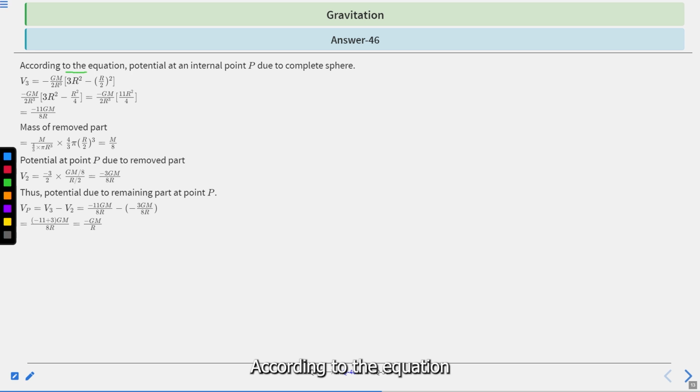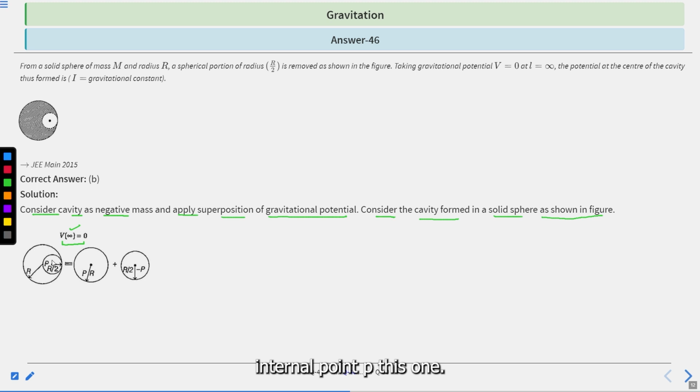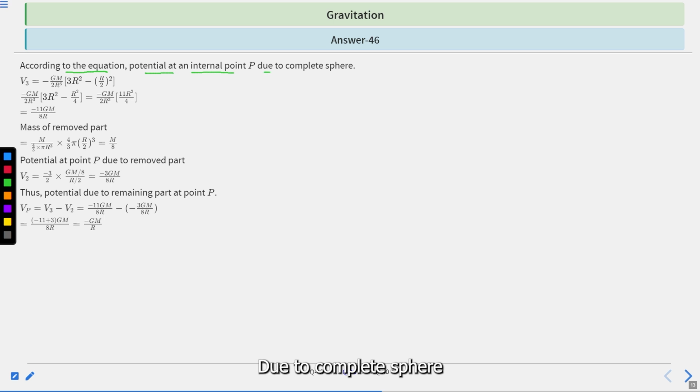According to the equation, the potential at the internal point P, due to the complete sphere, V3 is equal to minus GM divided by 2r³ multiplied by 3r² minus (r/2) whole square. Solving this term, you will get minus GM divided by 2r³ multiplied by 3r² minus r²/4, which is equal to minus GM divided by 2r³ multiplied by 11r²/4. So the final is minus 11GM divided by 8r.